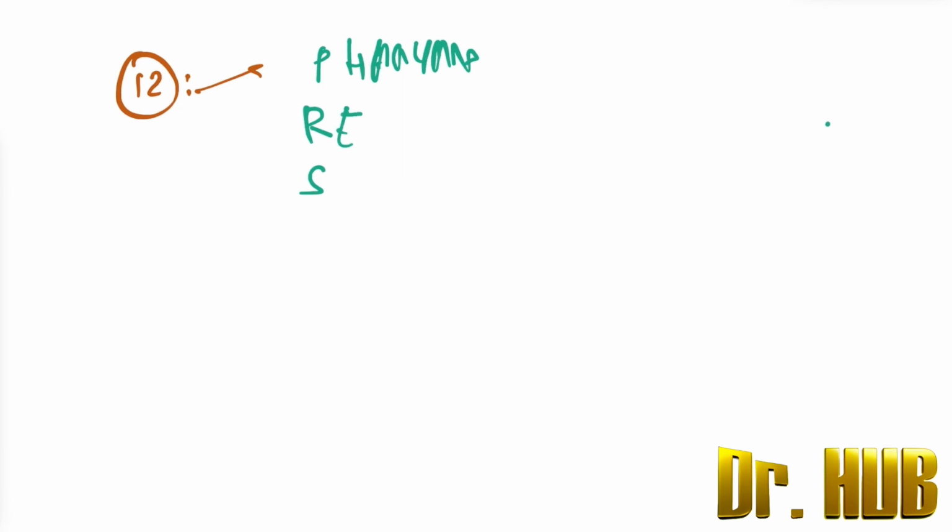Now, what is 12 centimeters? The 12 centimeters is the PRS. What is PRS? P is the pharynx, R is the rectum, and S stands for the spleen.